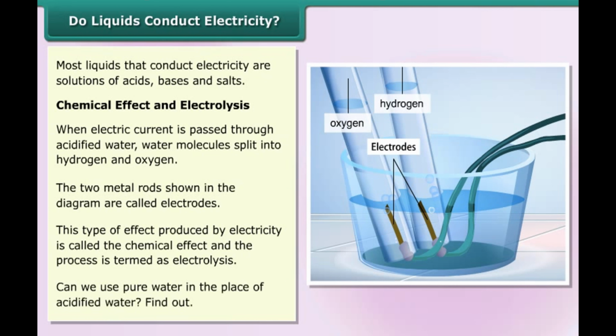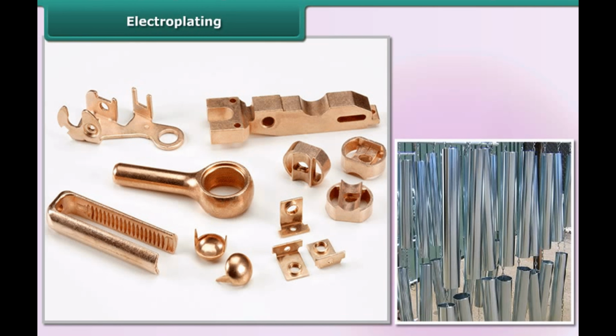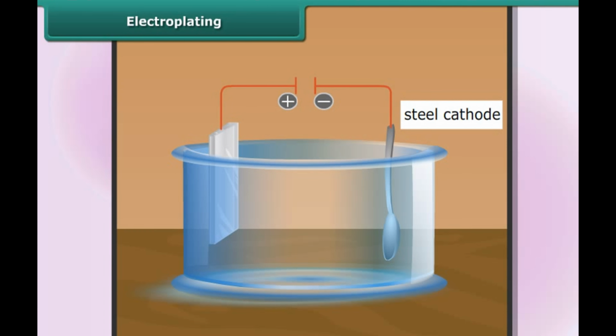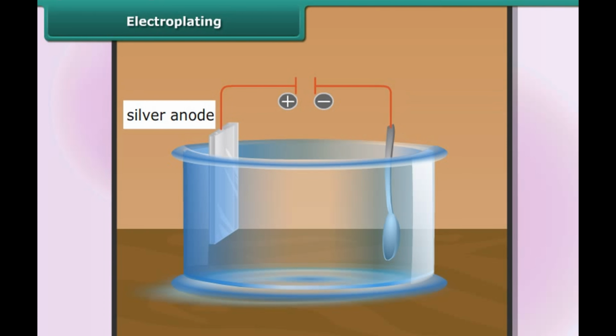Find out. Electroplating. It is common practice to coat articles made of cheap metals such as iron or steel with a thin layer of less reactive metal. A steel object, for example a spoon, is connected to the negative terminal of the current source. The positive terminal is connected to the bar of the metal, for example pure silver. Thus the spoon acts as the cathode in the electrolysis, while the bar of the metal acts as the anode.